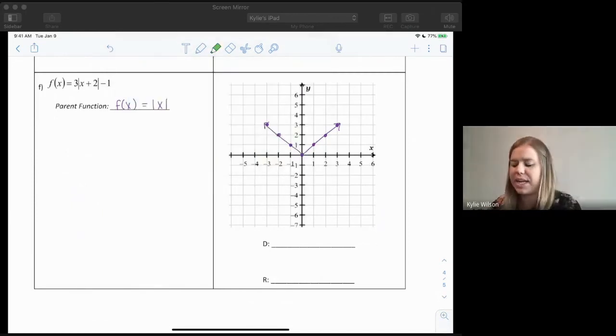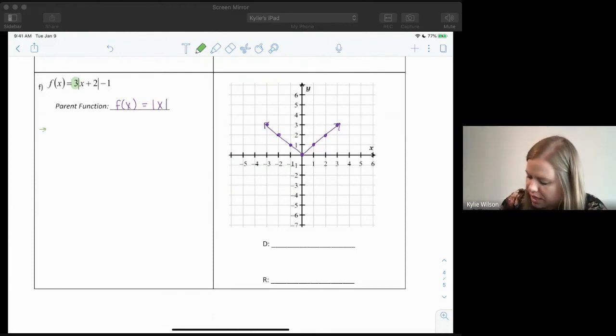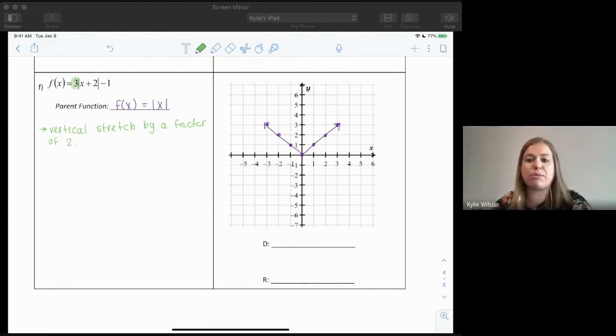And now let's start identifying our transformations. So first we look for an a value. Because this is being multiplied and it's not inside the absolute bars, then it is our a value. So it's positive, so we don't need to worry about any reflections, which is helpful. But we do have a vertical stretch by a factor of 2. So remember, because it's my a value, it's just a factor of 2. Oh, sorry, I wrote 2, but in this case it's 3, because my a value is just 3.